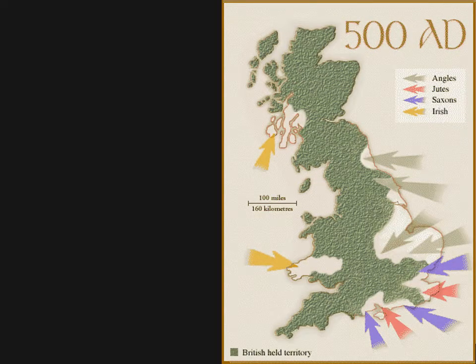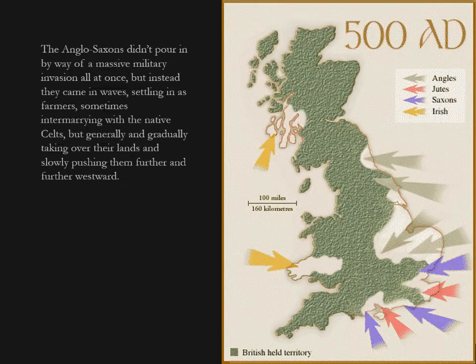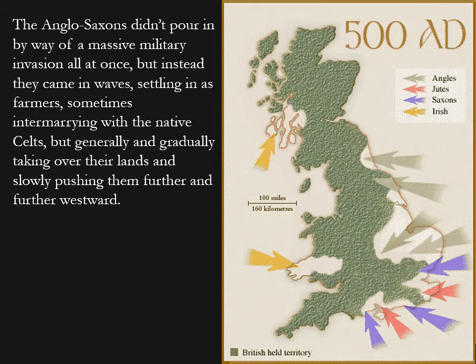So as they are invading the British Isles from the east, you can see that the Irish, the pagan, the primitive, the barbarian Irish begin invading from the west. So the Anglo-Saxons didn't pour in by way of a massive military invasion all at once, but instead they came in waves over decades, centuries, settling in as farmers, sometimes intermarrying with the native Celts, but generally and gradually taking over the Celtic lands and slowly pushing them further and further westward.